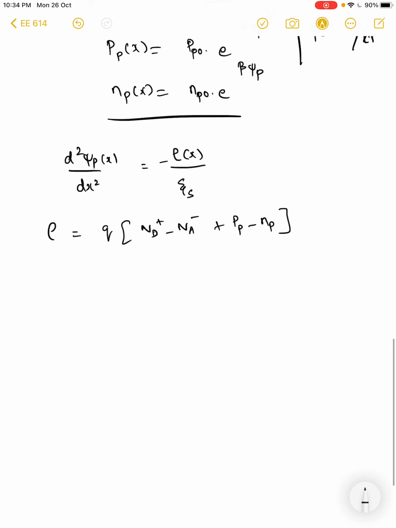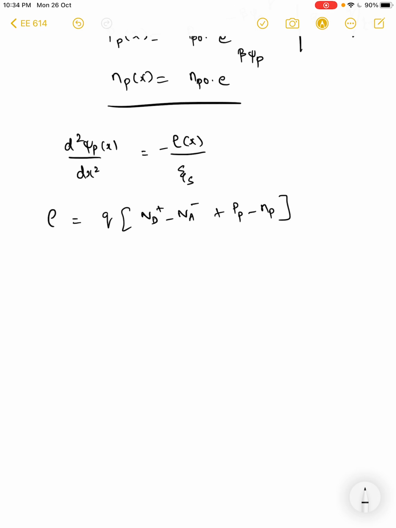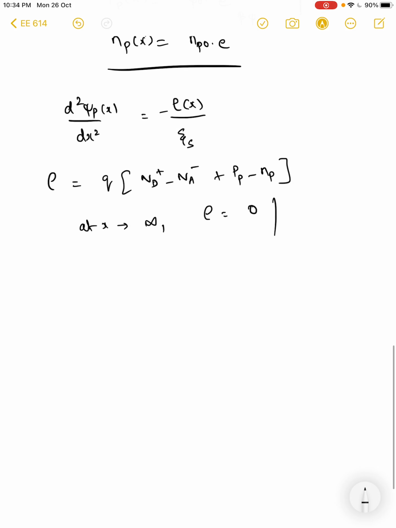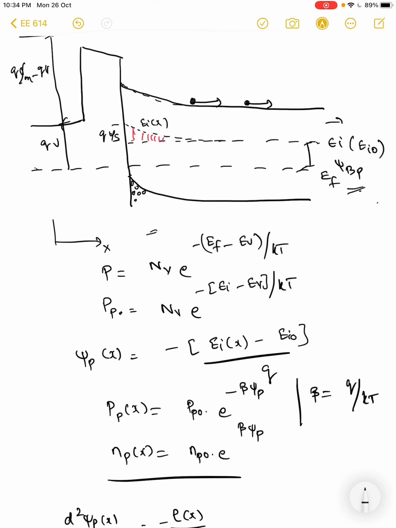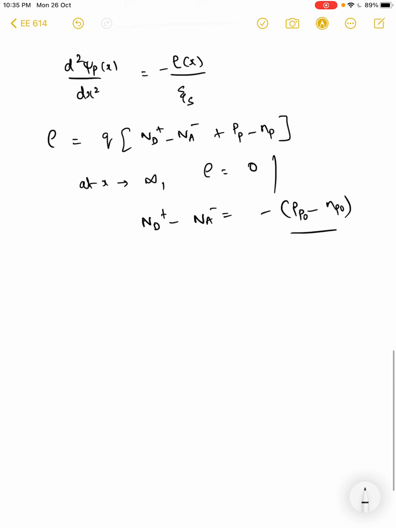Ionized dopant concentration. And we know that at x equal to infinity, the total carrier density or charge density will turn out to be 0, which means that N_D^+ minus N_A^- turns out to be minus of (p_p0 minus n_p0). So p_p0 and n_p0 are actually the electron and hole concentrations at x tending to infinity, right? That's far away from the interface.